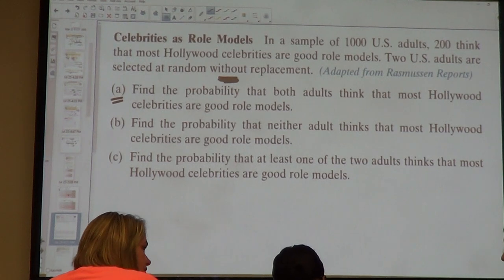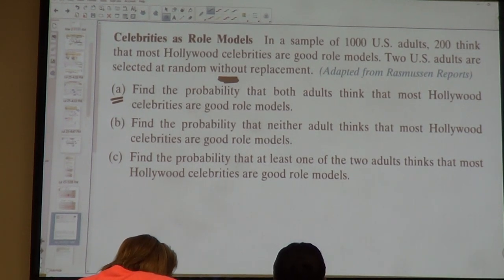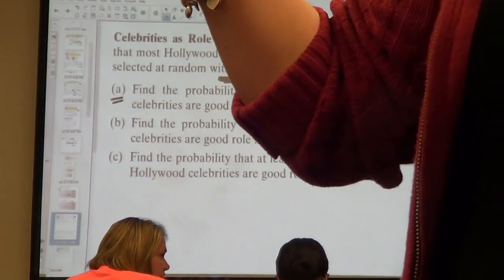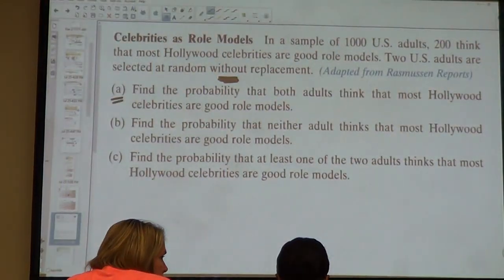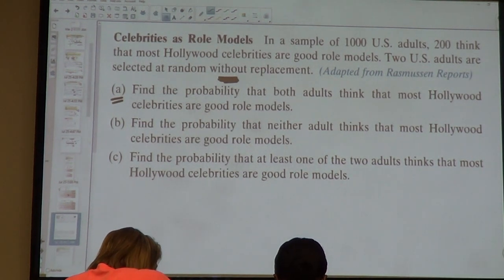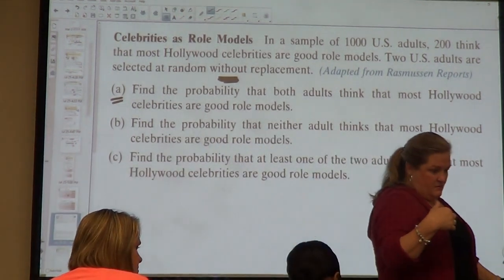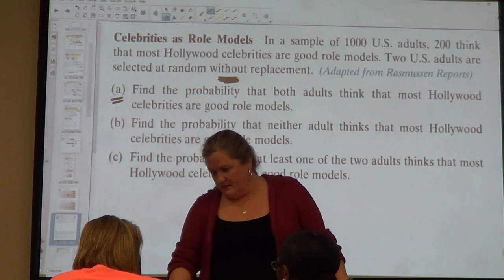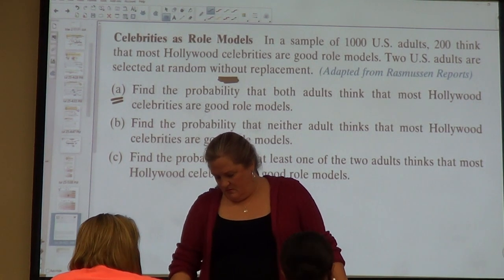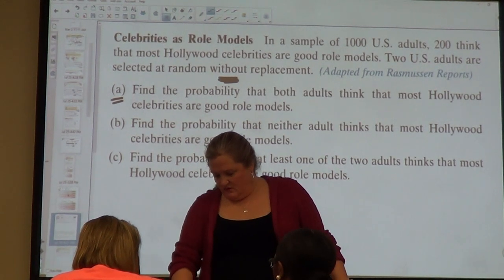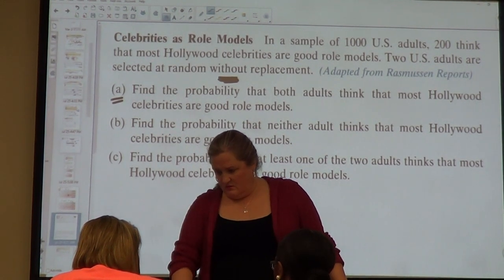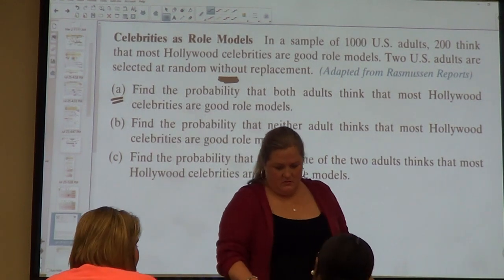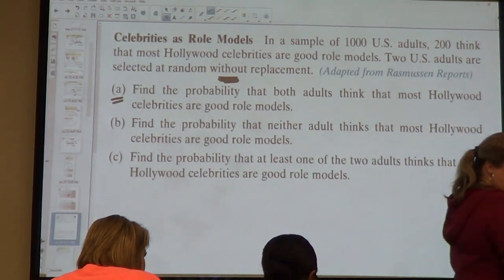In a sample of, that should be your bottom number. Perfect. That bottom number. If you take one out the top, you gotta take one out the bottom. That's perfect. What about this? That's two adults. You're choosing two adults. That's the first adult, good adult, and that's the second good adult. Oh, okay. Yeah, you're good.